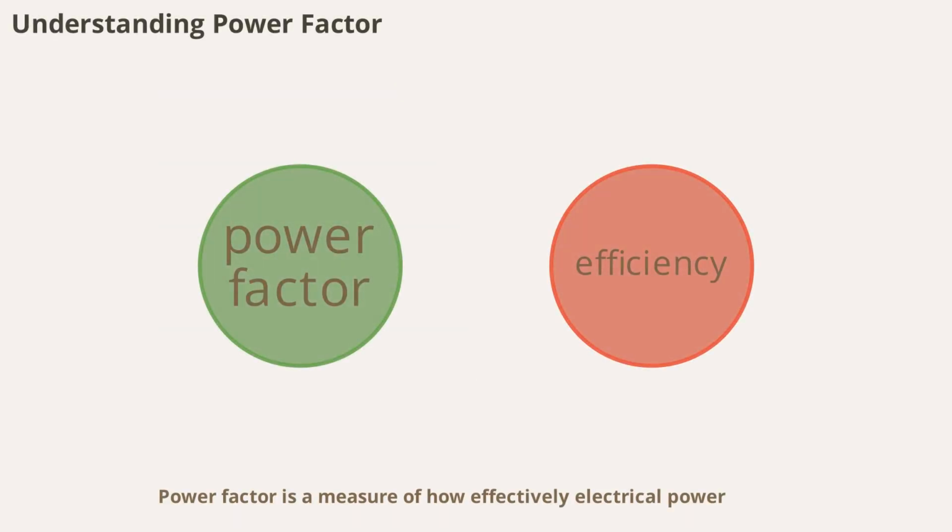Power factor is a measure of how effectively electrical power is being converted into useful work in an AC circuit. It is defined as the cosine of the phase angle between the voltage and current. A power factor of 1 means all the power is being used effectively, while a lower power factor indicates energy is being wasted, often in the form of heat. Improving power factor is important in industrial and commercial settings to reduce energy losses and improve efficiency.